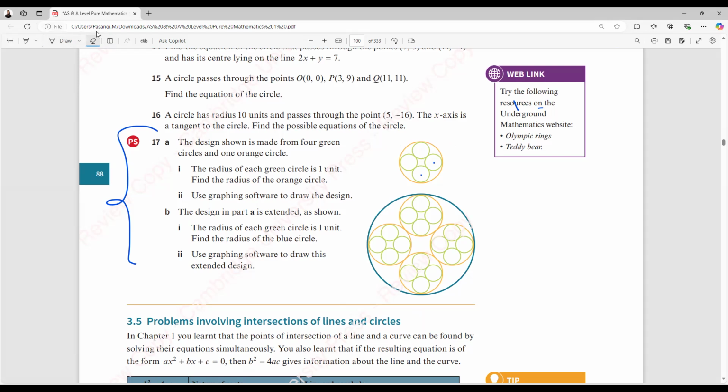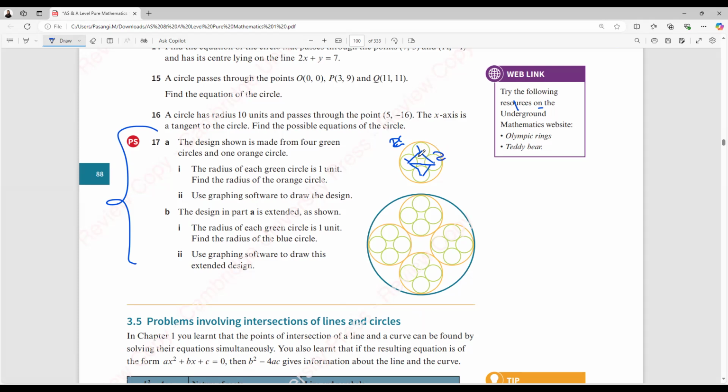What you have to do here is first find the center points of all these ones and draw this. Then you will be able to calculate this. From here to here is 1 unit. This length is 2 units, this length also 2 units.